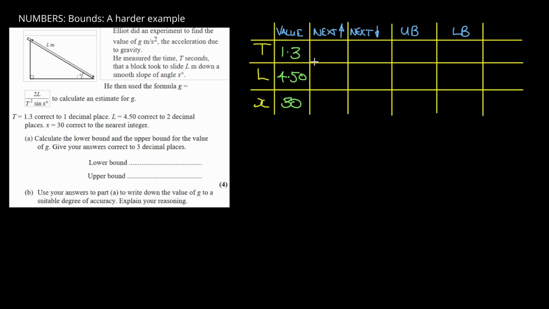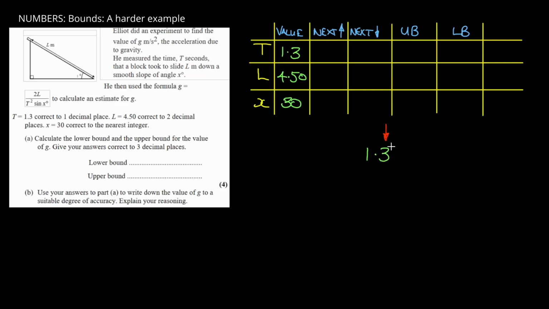Okay, t, L, and x have different degrees of accuracy. So let's form a table and sort out what are the upper and lower bounds of each of these variables. So I've drawn a table and we'll fill in the blanks, so to speak. Let's have a look at t. T has a value of 1.3 and it's correct to 1 decimal place.